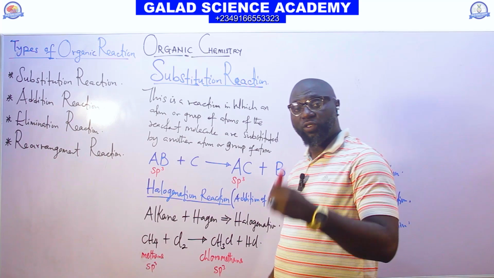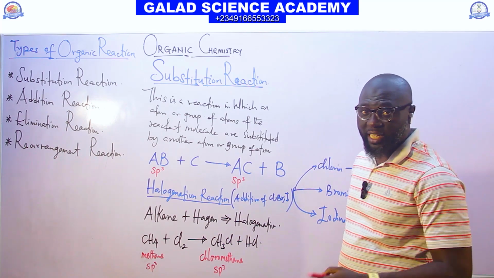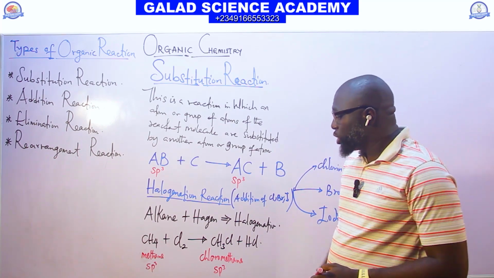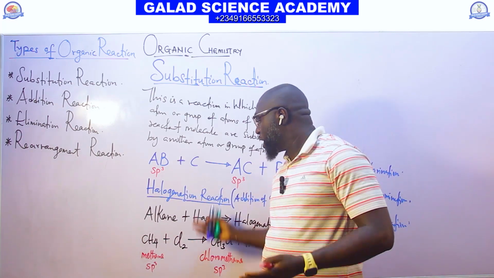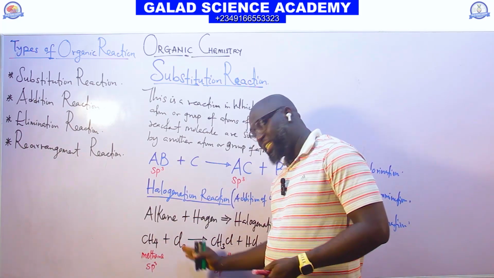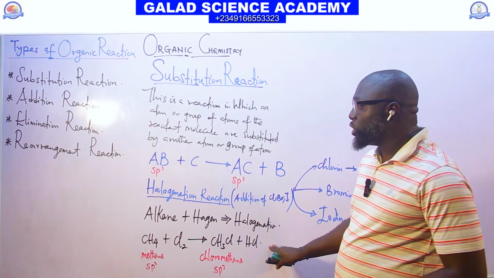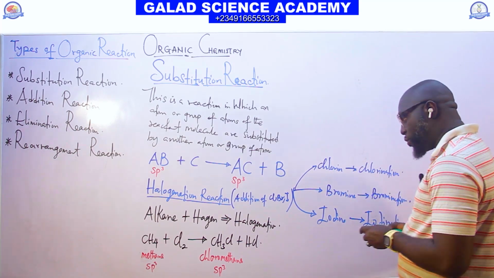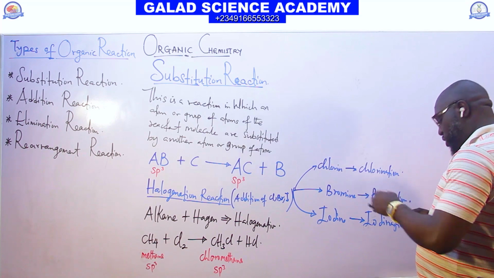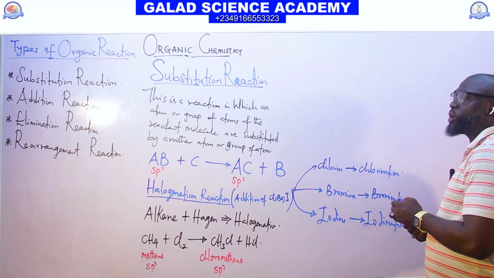So as a result, in substitution reaction, as I said earlier, there's no change in the hybridization of the molecule on both the reactant side and the product side. When we get to the mechanism of reaction, I will explain this in detail. So this is the first example of substitution reaction.